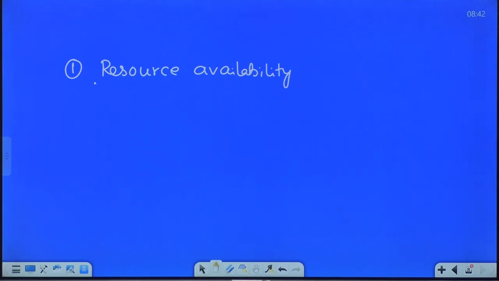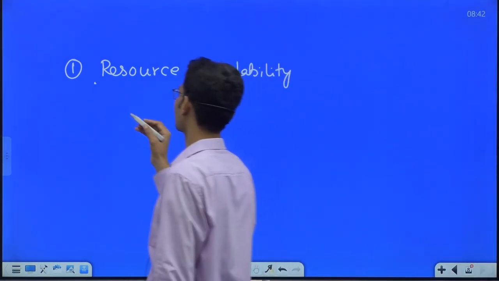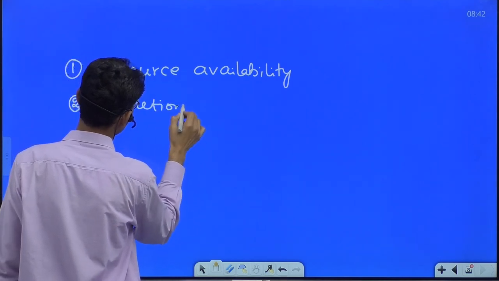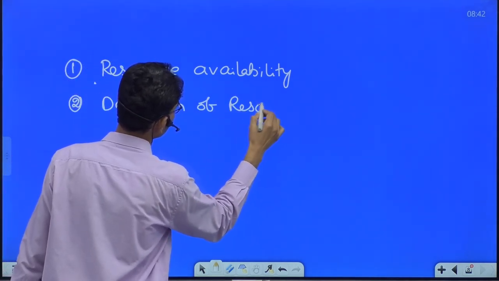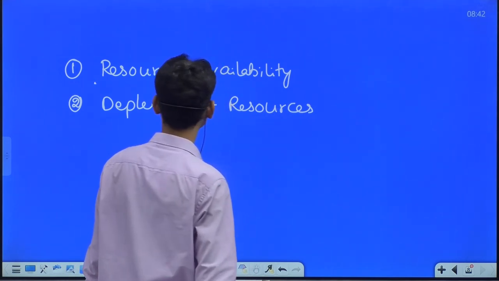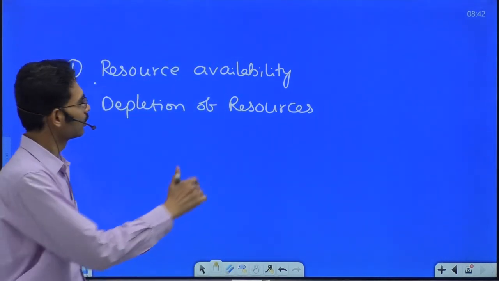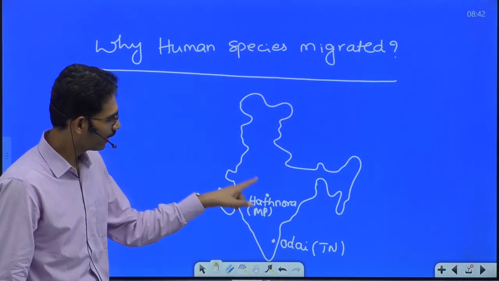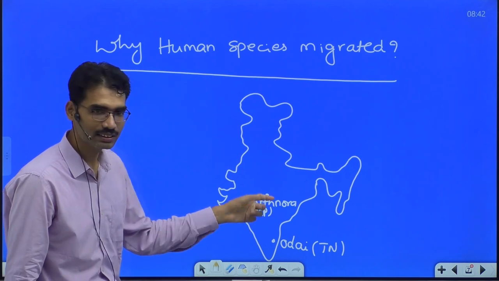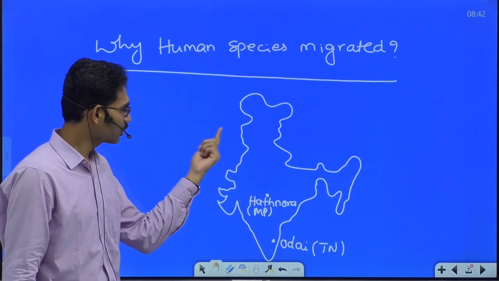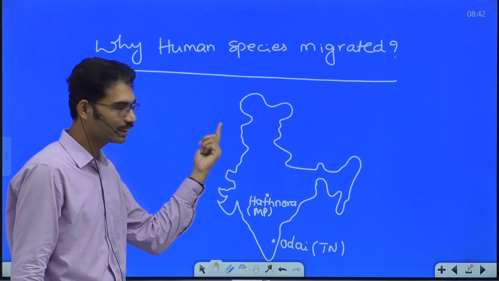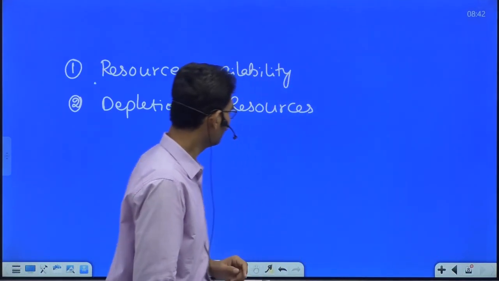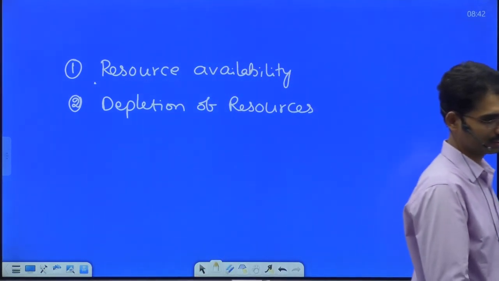Second one, depletion of resources. This resource availability: if they get food here, they will come from this to this. That is inward migration. Resource depletion: if there is no resource here, it is outward migration. That's why resource availability and depletion of resources.